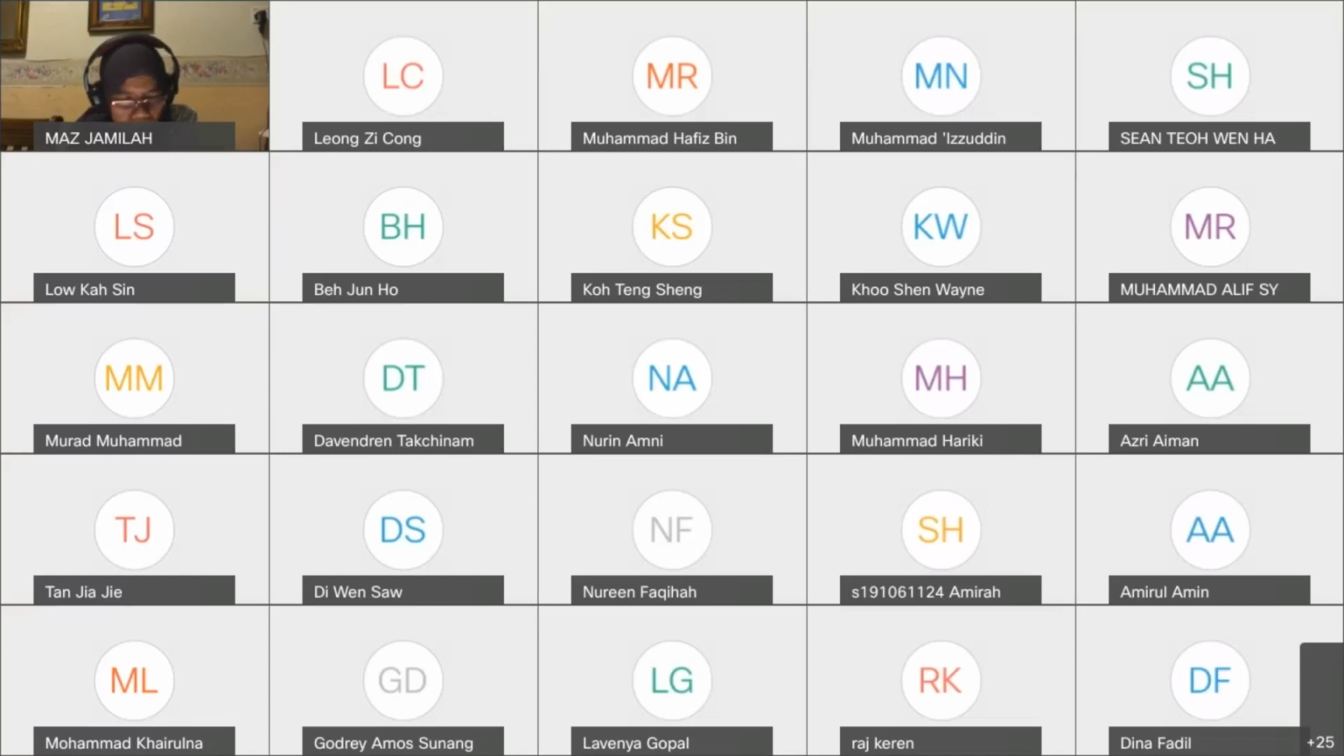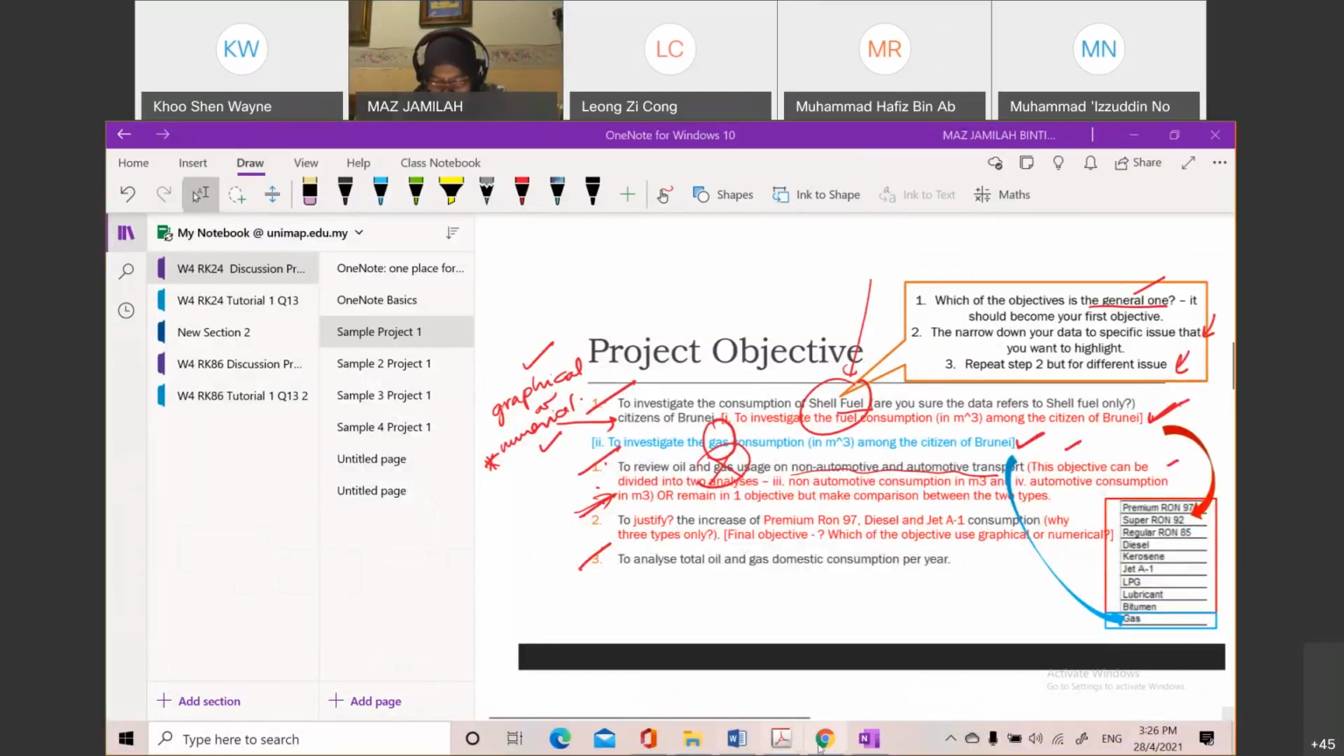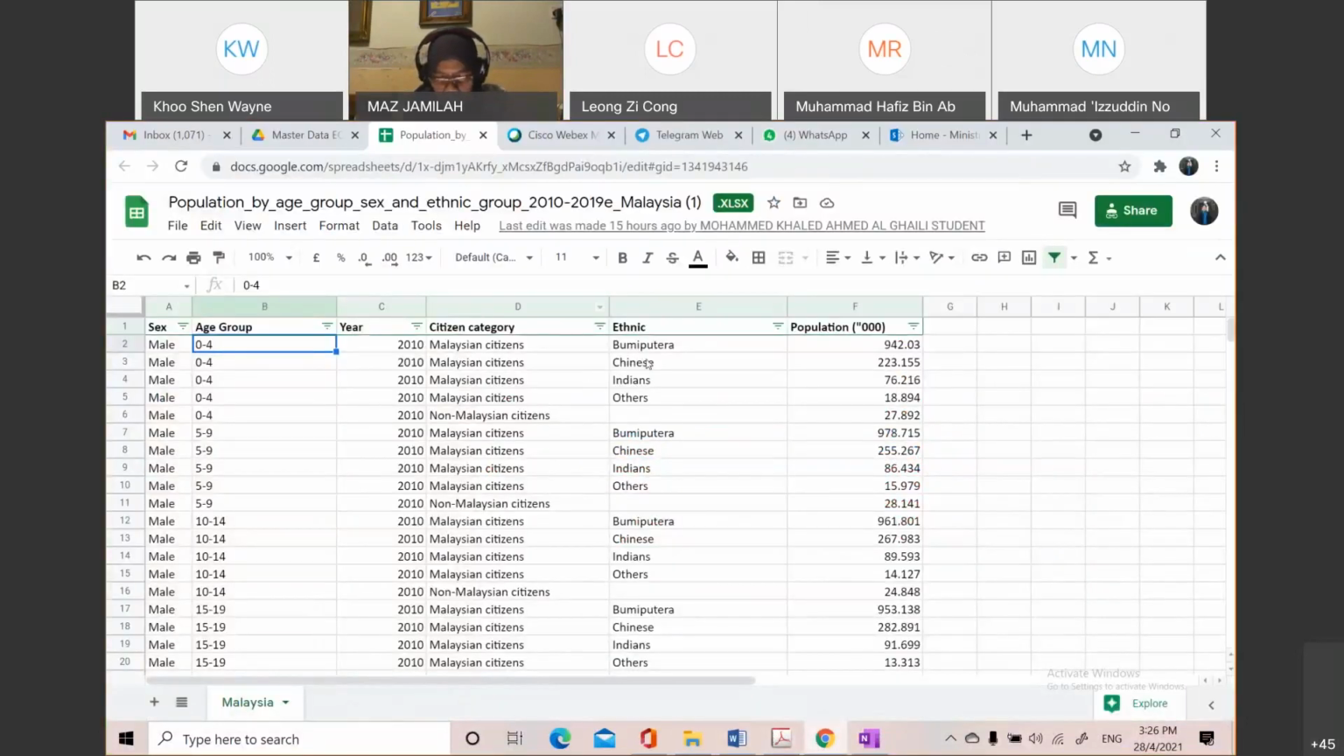Regarding just now, some mentioned the population by age group. You can do so many things, yes. But what if we would like to consider the ratio between male and female in a single year only for the first objective? For the rest of the objectives, let's say objective 2, we are not limited to that single year. So could we have 2 sample sizes?